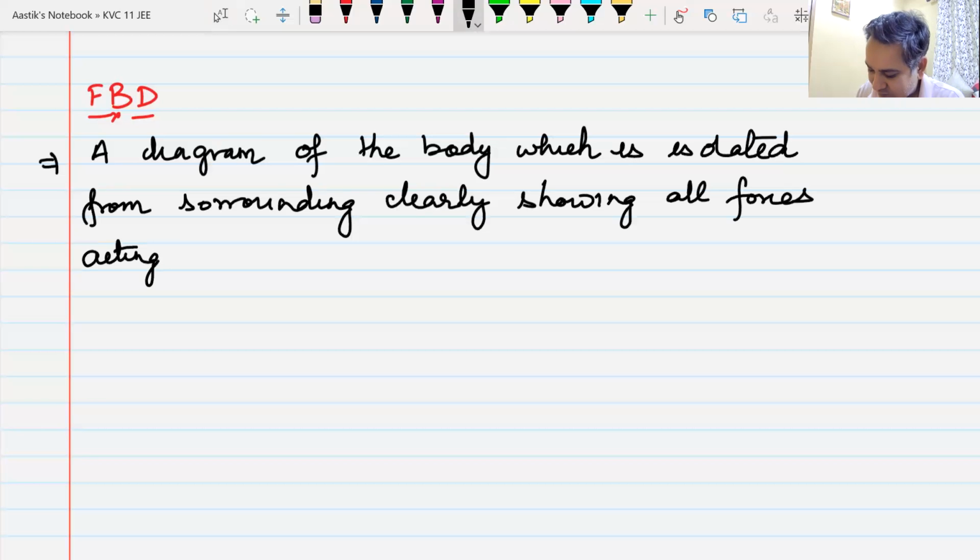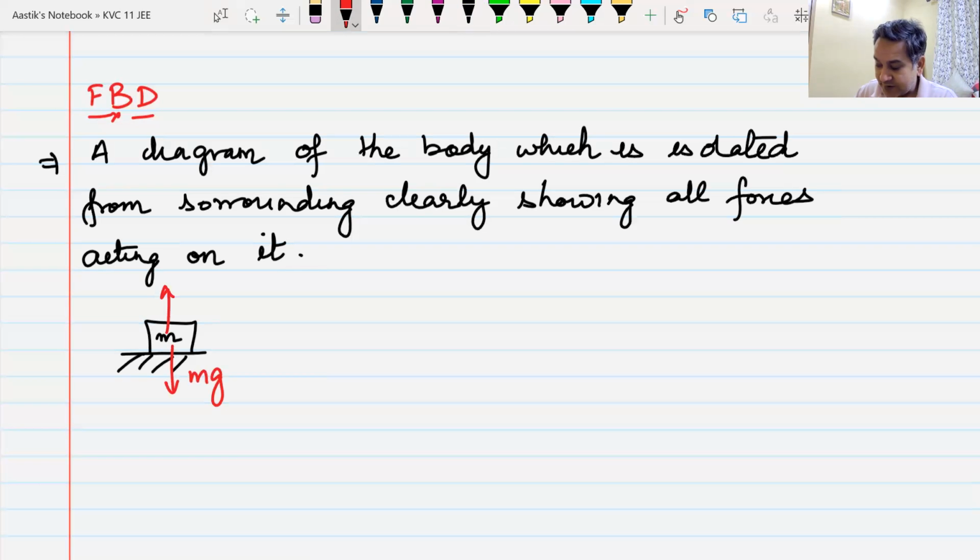No one is going to ask you the definition of a free body diagram. So it doesn't matter whether you know the definition or not. What actually matters is whether you can draw a free body diagram or not. This is a block kept on a floor. If someone tells you draw the free body diagram, what do you draw? You draw the weight mg and you draw the normal reaction. Here we are assuming that friction is not there. This becomes the free body diagram of this body. Do we understand this? That simple as this.